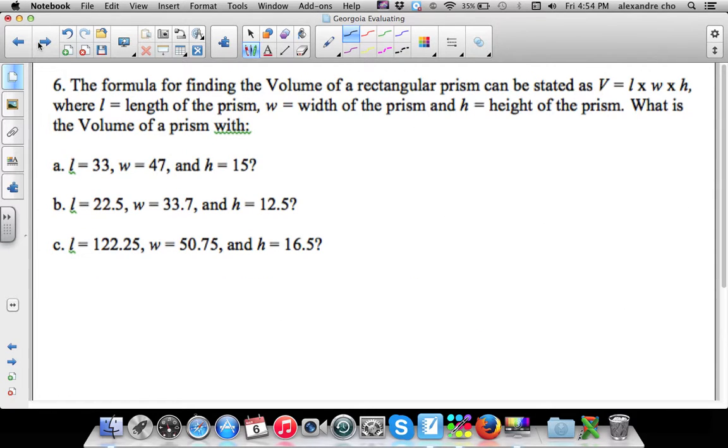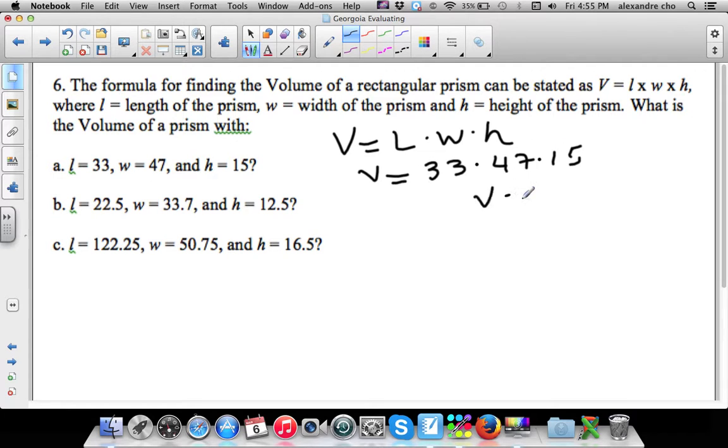Number 6. The formula for finding the volume of a rectangular prism is V equals L times W times H. L is length, W is width, and H is height. What is the volume? So again, you have your formula here, L times W times H. All you got to do is substitute. So V equals L times W times H. For letter A, the length would be 33 times 47 times 15.